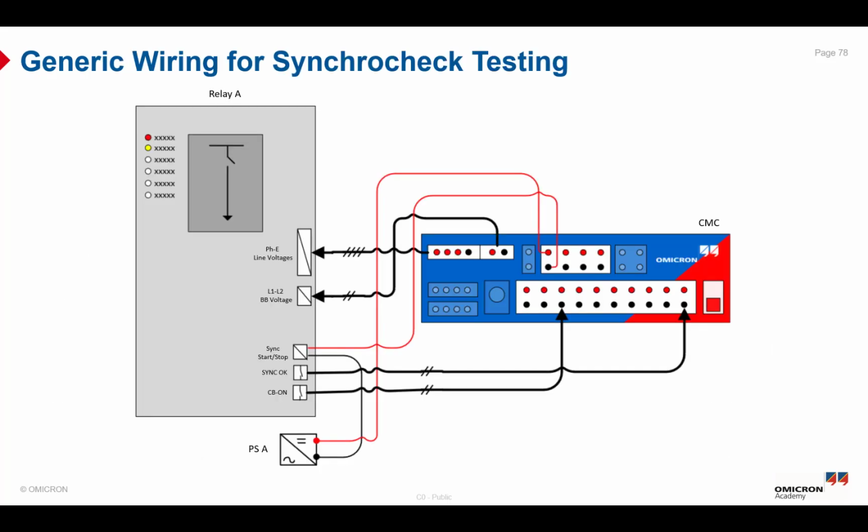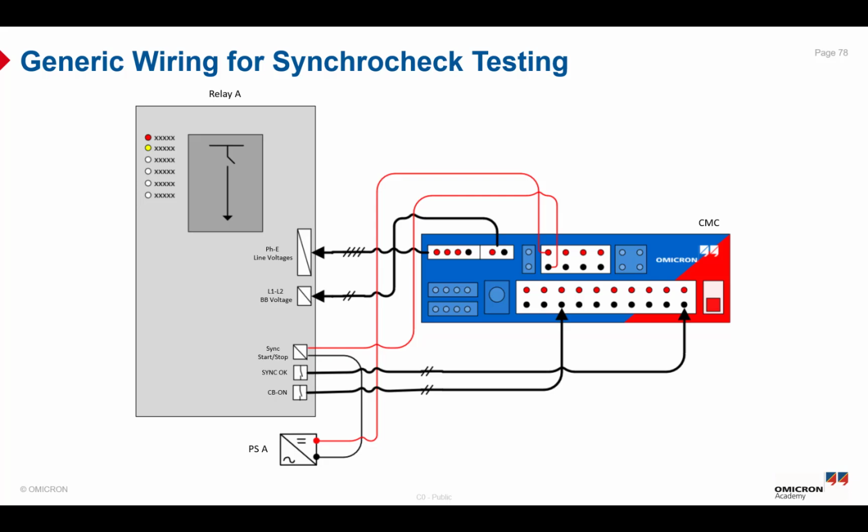Here is the generic wiring of the Synchrocheck testing. Here is just an example. The first test that should be done is to check the synchro wiring check. You can test it using the Quick CMC test module. Different voltages at the inputs of the line and the inputs of the bus bar are checked in the relay HMI, or the display of the protection relay, just to make sure that the inputs are not swapped, the ratios of the VTs are correct, and the polarity is also correct.